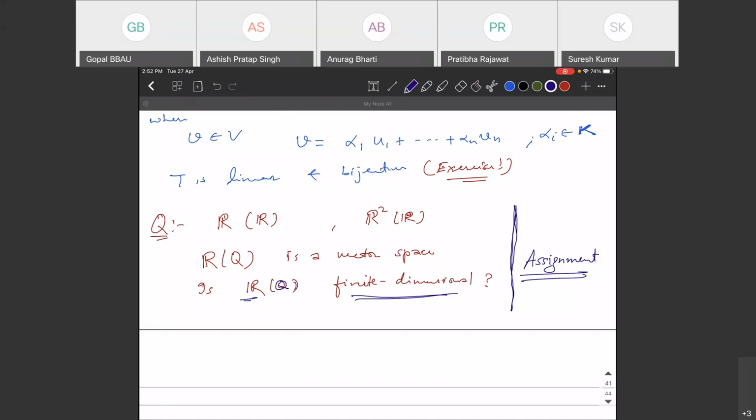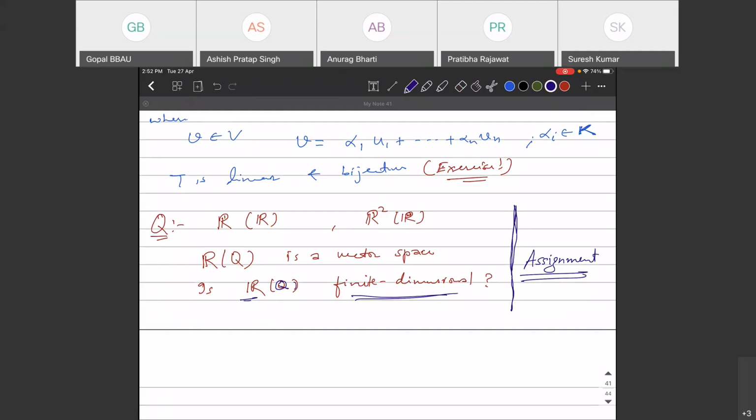So if it is finite dimensional, then from the above theorem, from the above corollary, R is isomorphic to Q to the power n for some n in Z plus, correct?